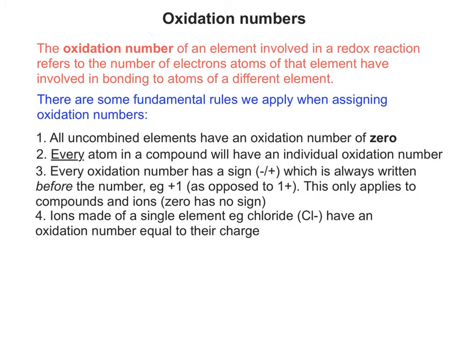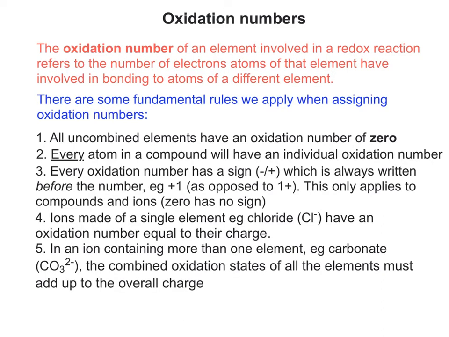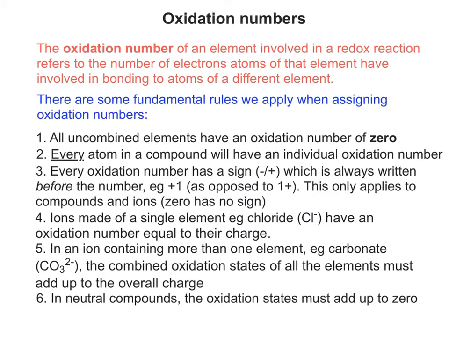If you have an ion made of a single element, such as chloride, for example, that will have an oxidation number equal to its charge. If you have an ion that contains more than one element, such as carbonate, the combined oxidation states of all the elements must add up to the overall charge. So that means in carbonate, the combined oxidation states of the carbon and the 3 oxygens must add up to 2-. And in a neutral compound, the oxidation states must add up to 0. So it might be worth pausing the video clip and jotting all these down, and then we can continue.